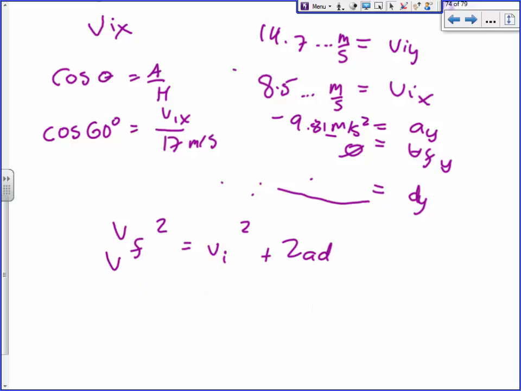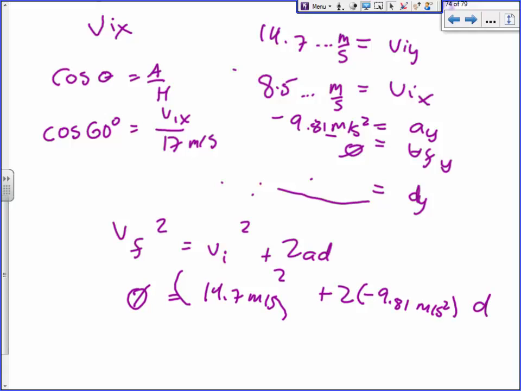Not my week, really. Velocity final squared will equal... No, could be better than that even. 0 equals 14.7 meters per second, square that value, plus 2. Okay, don't forget the negative though, right? We need that negative number. Negative 9.81 times d. I might have to shorten up what I write on the board here. It's being a challenge for me. You guys okay with being able to handle that? Stop me if you're not.